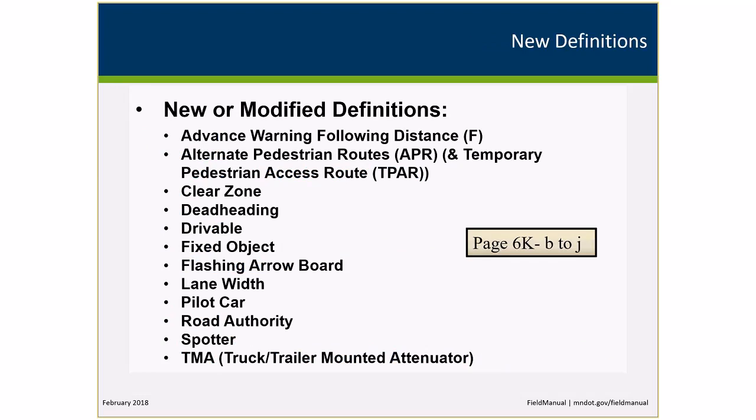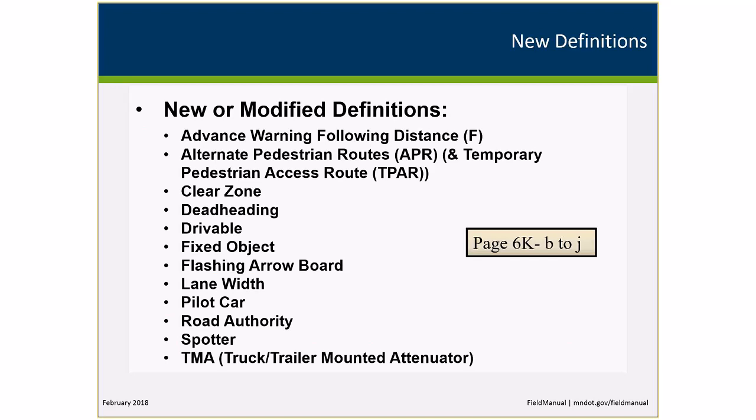Now, on this slide here are a list of a lot of the new definitions that have been added into the field manual, and I'm going to go through them relatively quickly. If you happen to have a field manual next to you, I would recommend looking at these as I go through them if you wanted to actually see what the language specifically says. But the advance warning following distance, that was formerly just called the following distance in the field manual. That's used in our mobile layouts where you've got vehicles that provide the information to the driver, such as a lane is closed or it's got an arrow board on it, but there's a traffic message to the driver as they're navigating the work zone.